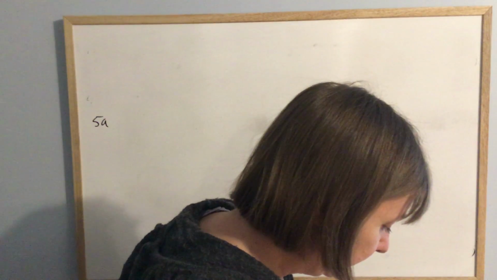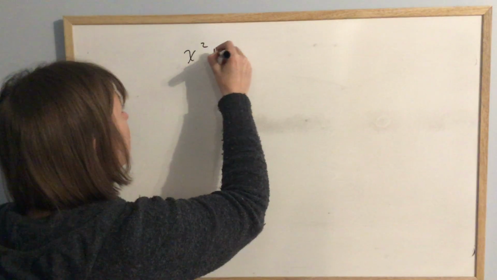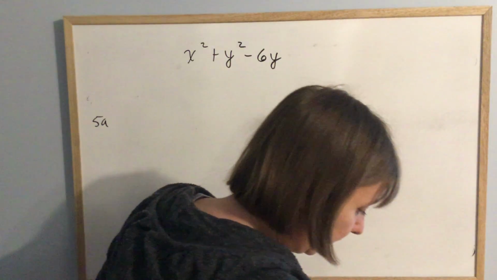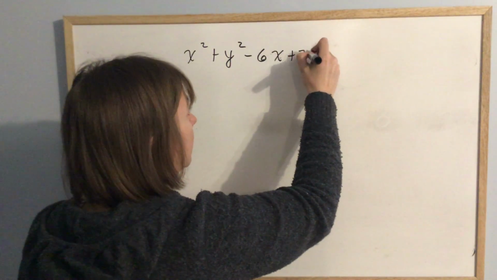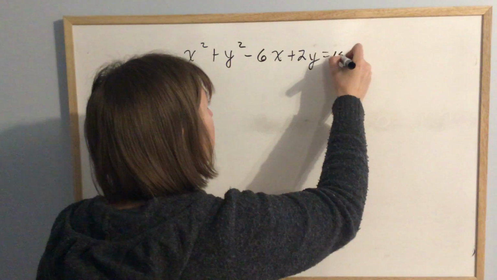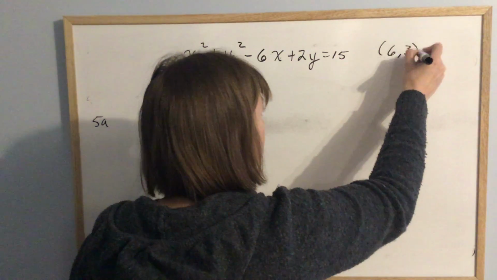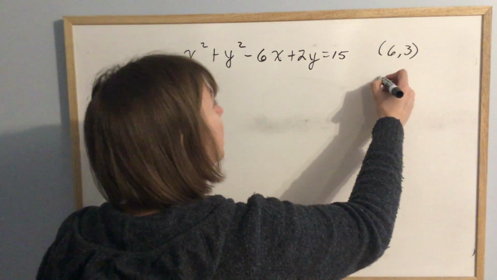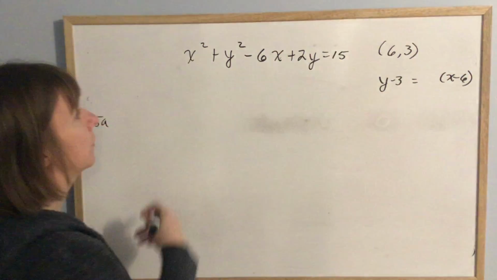5a. Find an equation of the tangent to the circle x squared plus y squared minus 6x plus 2y equals 15 at the point 6 and 3. They say find an equation of the tangent. So again, y minus 3, x minus 6, looking for a slope.